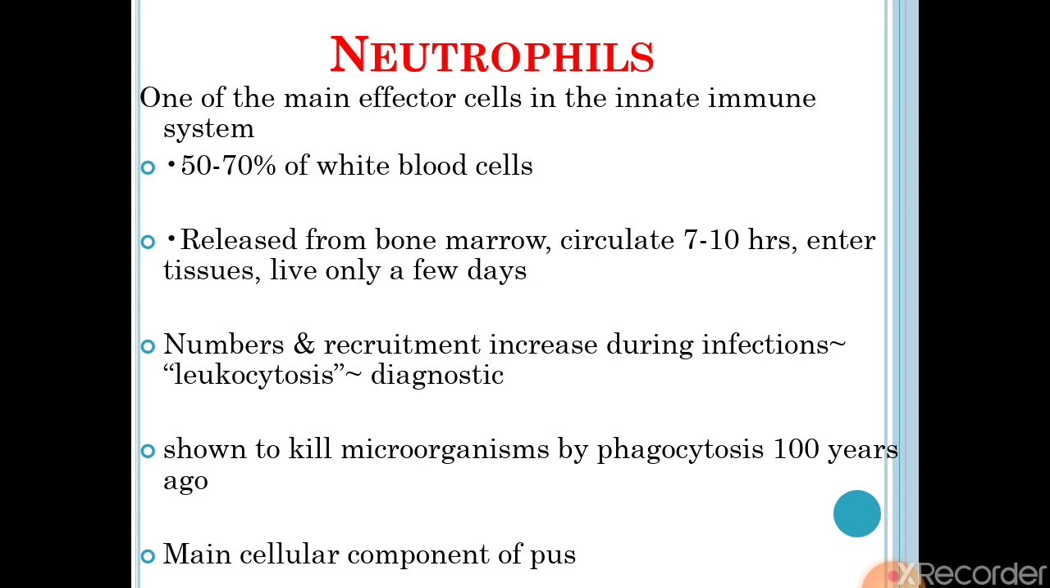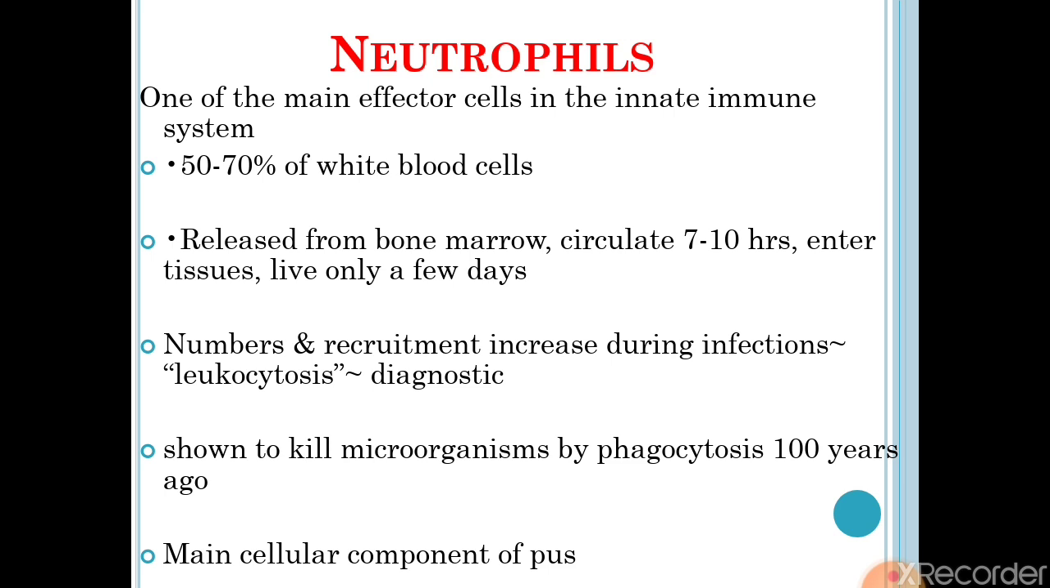So number one is the neutrophils. Neutrophils are one of the main effector cells in the innate immune system. Neutrophils comprise about 50 to 70% of the total white blood corpuscles. They are released from the bone marrow, then they circulate in the blood for 7 to 10 hours, and then they enter the tissues, and there they live only for a few days.